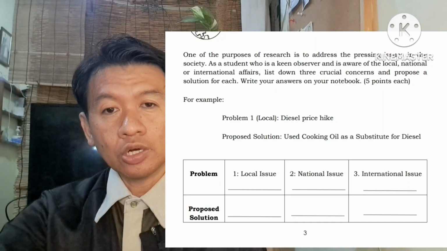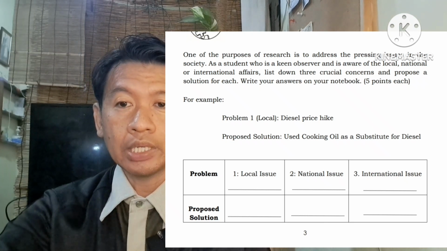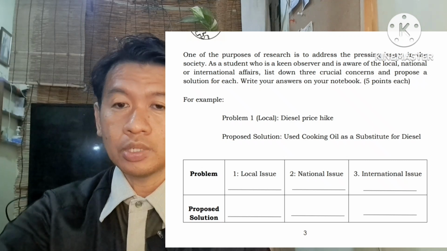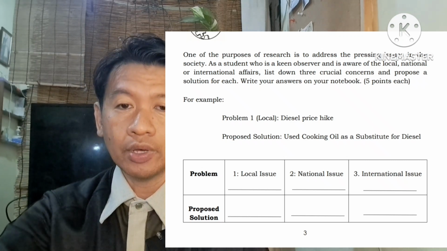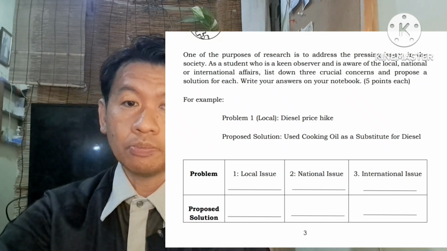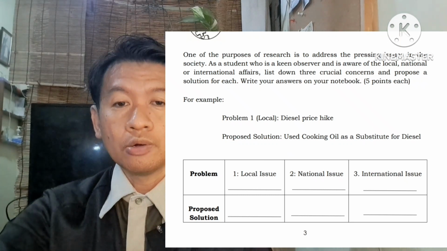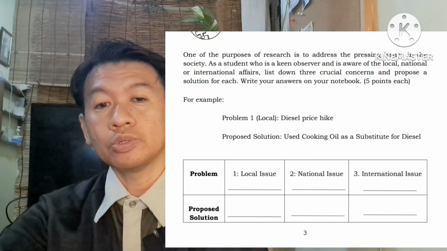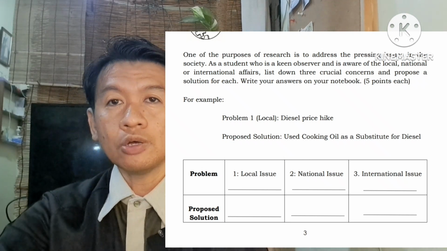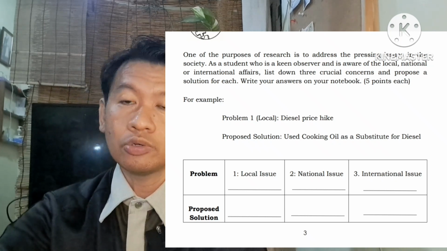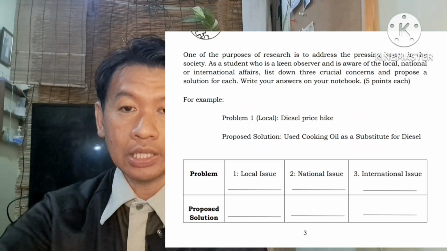One of the purposes of research is to address the pressing issues in the society. As a student who is a keen observer and is aware of the local, national, or international affairs, list down 3 crucial concerns and propose a solution for each. Write your answer in your notebook. So, problem tapos yung proposed solution. Dito, meron pinakita na problem 1, yung use cooking oil as a substitute for diesel. Siguro meron ng pag-aaral tungkol dito.